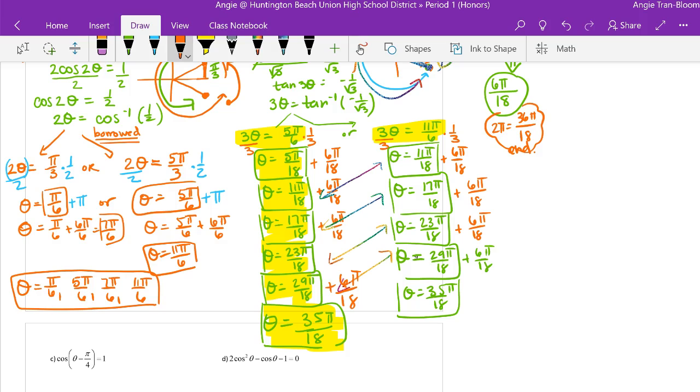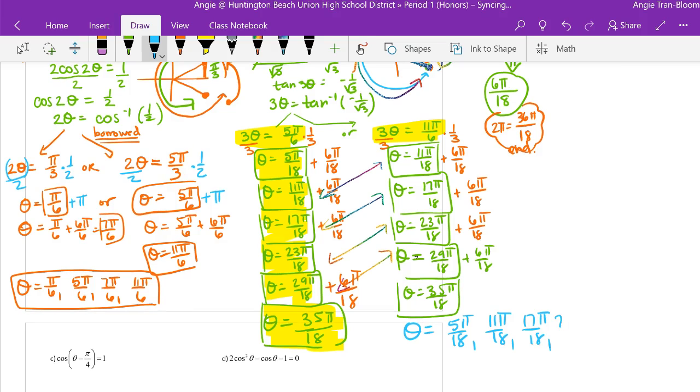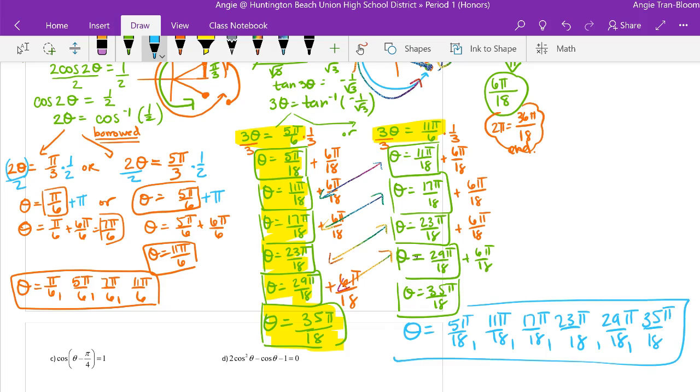So the answer for theta is, let me just write it down and then box it up. Ready? 5 pi over 18, comma, 11 pi over 18, 17 pi over 18, 23 pi over 18, 29 pi over 18, and last one, 35 pi over 18. And box that up as my final answer.